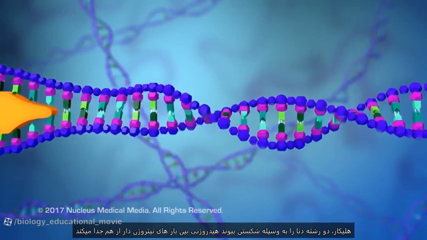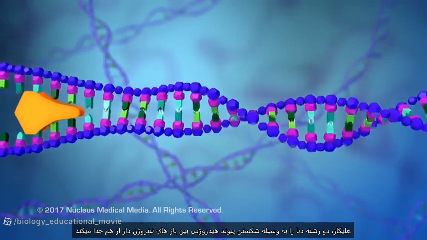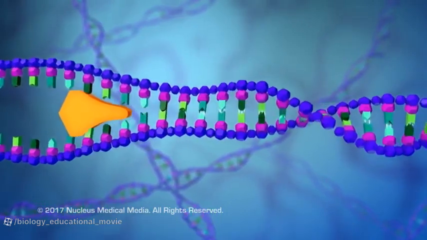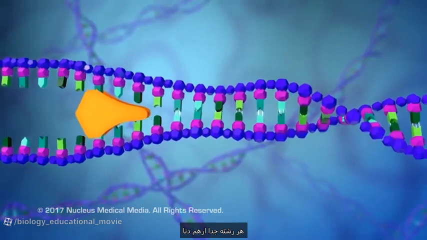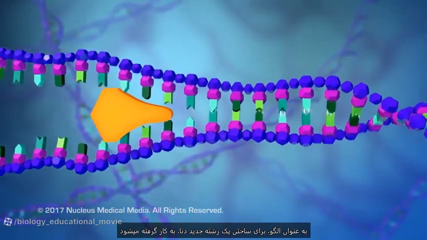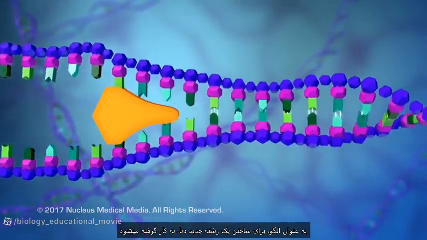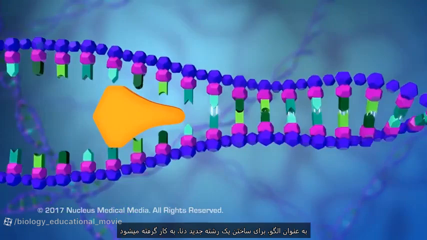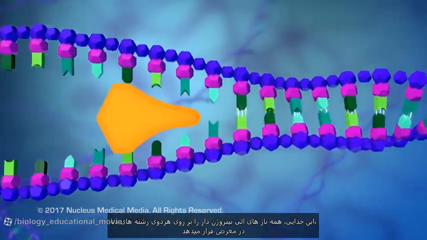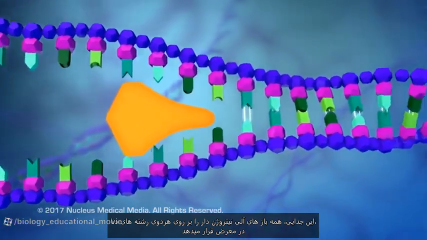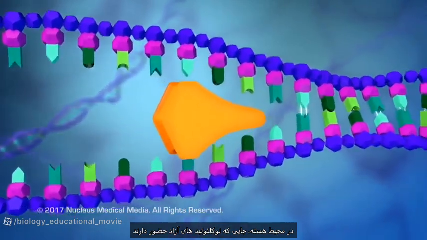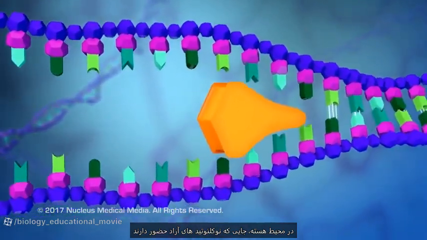Helicase unwinds and then separates the two sides of the DNA molecule by breaking the hydrogen bonds between their nitrogenous bases. Each separate half of the DNA can now serve as a template or pattern for the creation of a new strand of DNA. This separation exposes all of the nitrogenous bases on both sides of the DNA to the environment within the nucleus, where free nucleotides are present.